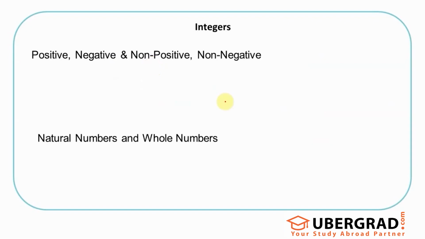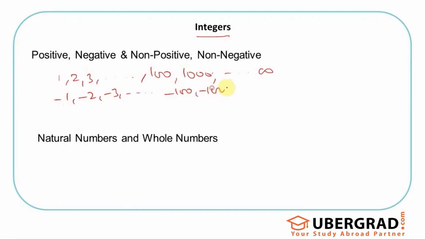So let's get into the real numbers, the set that's called integers. There are positive integers, negative integers, and also something called non-positive or non-negative. Positive are basically 1, 2, 3, like 100, 1000, and so on to infinity. Negatives are minus 1, minus 2, minus 3, minus 100, minus 1000 and so on up to minus infinity. 0 is the one which is neither positive nor negative.